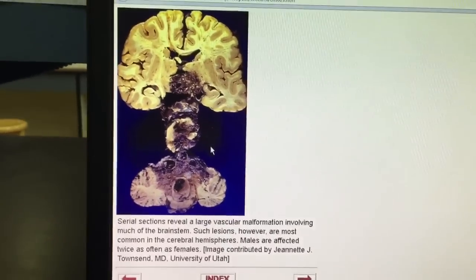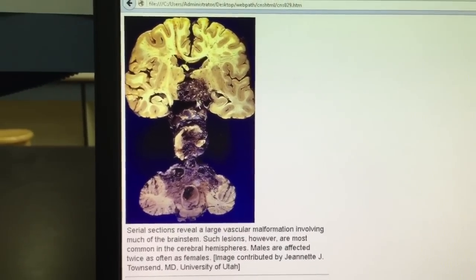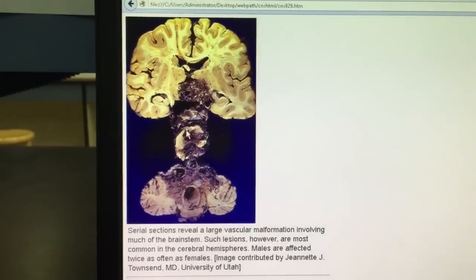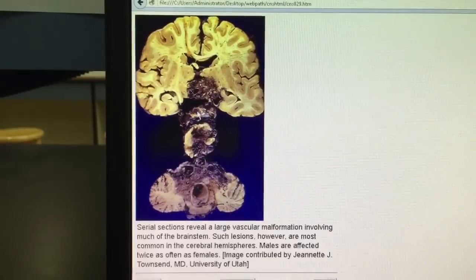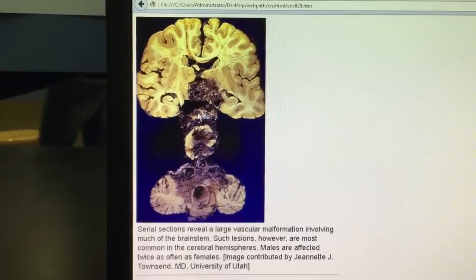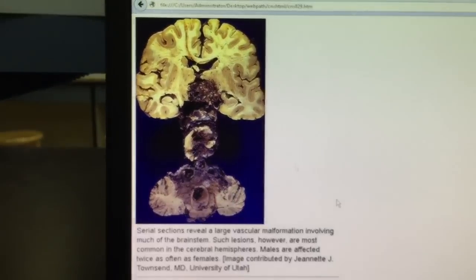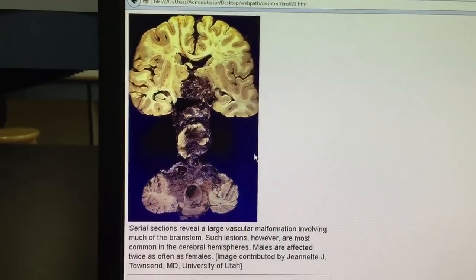Here is another picture of vascular malformation, but here it is irregular and very extensive, involving the brainstem. If it is bleeding, it will lead to cerebral hemisphere hemorrhage. Most commonly affected: males.